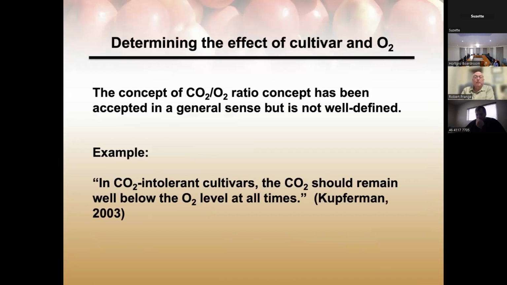Starting from the top, cultivar and oxygen. Again, I want to reiterate that the concept of the CO2 by oxygen ratio has been accepted in general, but is not well defined. I'll give you one of many examples. This is Dr. Kupferman from 2003: in carbon dioxide intolerant cultivars, the CO2 should remain well below the oxygen level at all times. In other words, below a ratio of 1.0. So that's a value that you will see coming up in the subsequent screens.